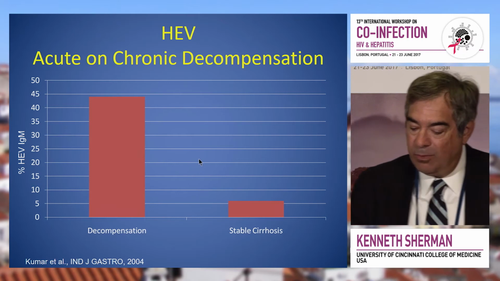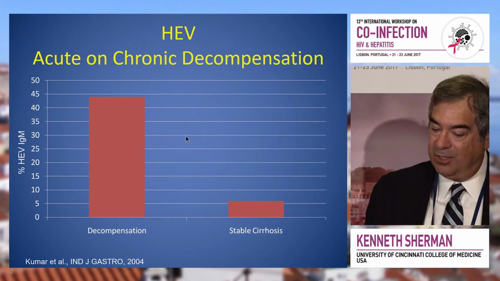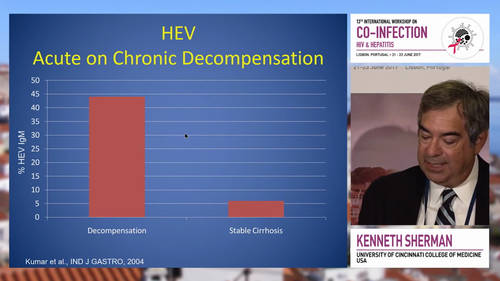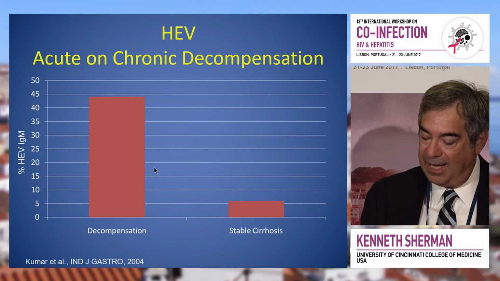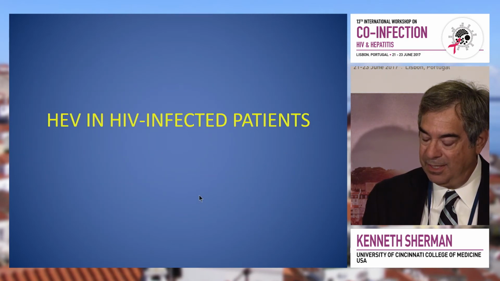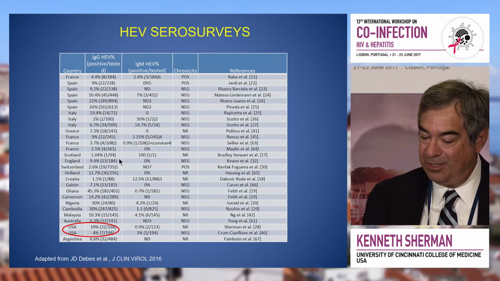Here is one of the earlier studies talking about acute on chronic disease. Dr. Kumar looked at patients that had acute decompensation in cirrhosis, and a very high rate of acute Hep E was described in those patients compared to those who had stable cirrhosis. So what about in HIV-infected patients?